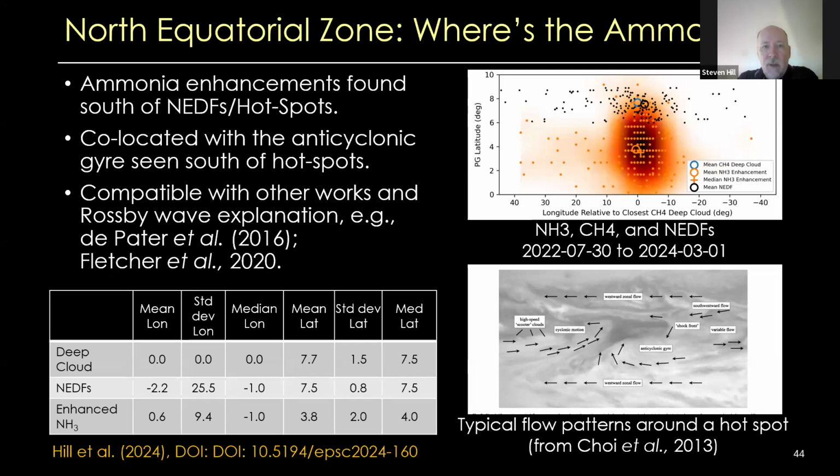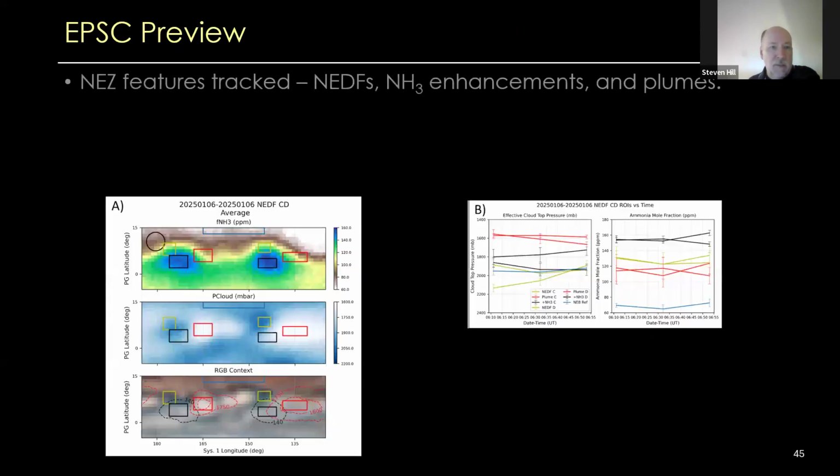And what I've found using the band approximation method is the ammonia enhancements are found south of what are called north equatorial dark features. They're the visual equivalent of hotspots in 5 microns. This location is the same location as analysis of winds show that there's an anticyclonic gyre seen south of hotspots. And so this is compatible with other work and with the Rossby wave explanation. There's a couple references there, and there's a little bit of data that shows the relative locations of deep clouds or hotspots and enhanced ammonia regions.